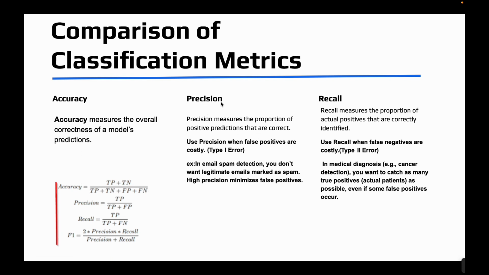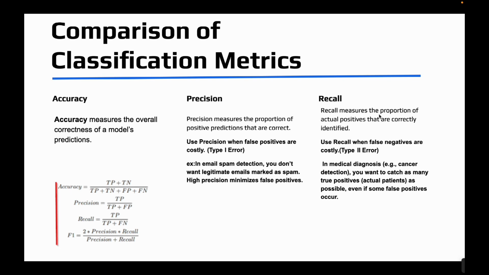The second one is precision. Precision measures the proportion of positive predictions that are correct. So you have true positives divided by true positives plus false positives. This is basically saying how many of the positives that I predict are actually correct. And you use precision when false positives are costly. This would be considered a type 1 error, where you say that something is correct when it's actually wrong. So an example is that in email spam detection, you don't want legitimate emails marked as spam. High precision minimizes rejecting correct emails.